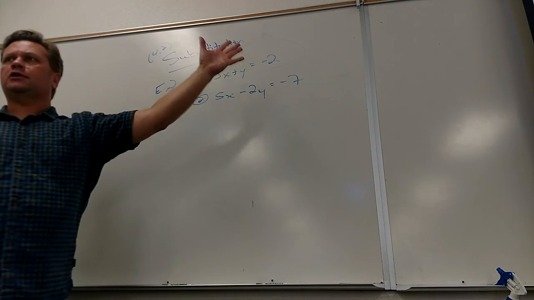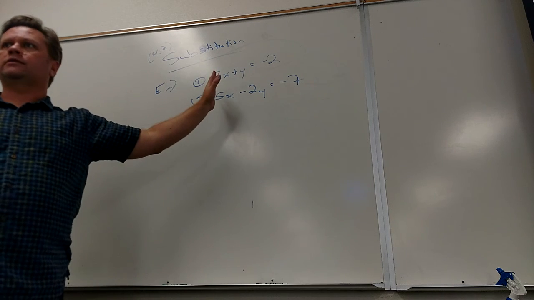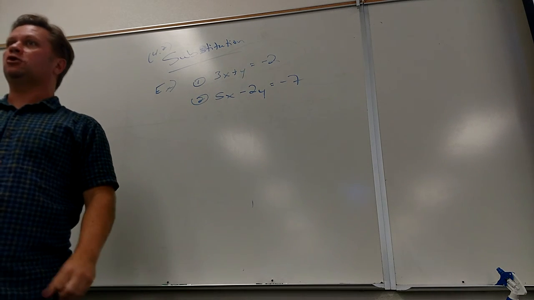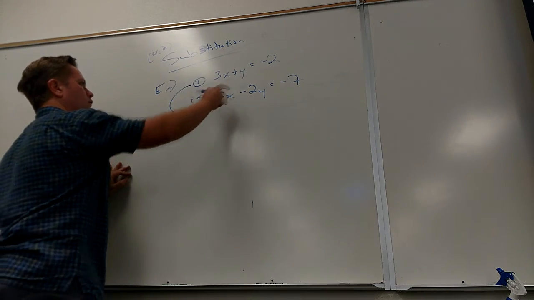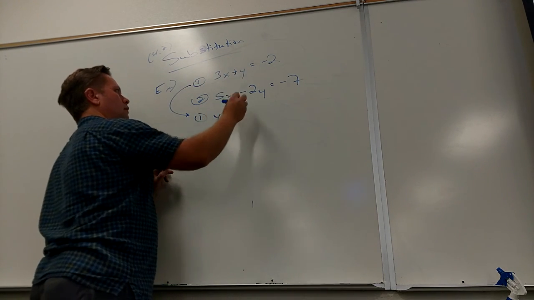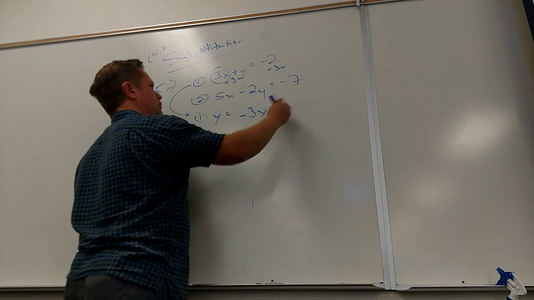Anything else I would make fractions. And I'm pretty good at math, but if I don't have to make fractions, I'm not going to, because they're a place where humans make mistakes. So how do I solve this for y? I just subtract 3x over. Negative 3x minus 2. Is that cool?